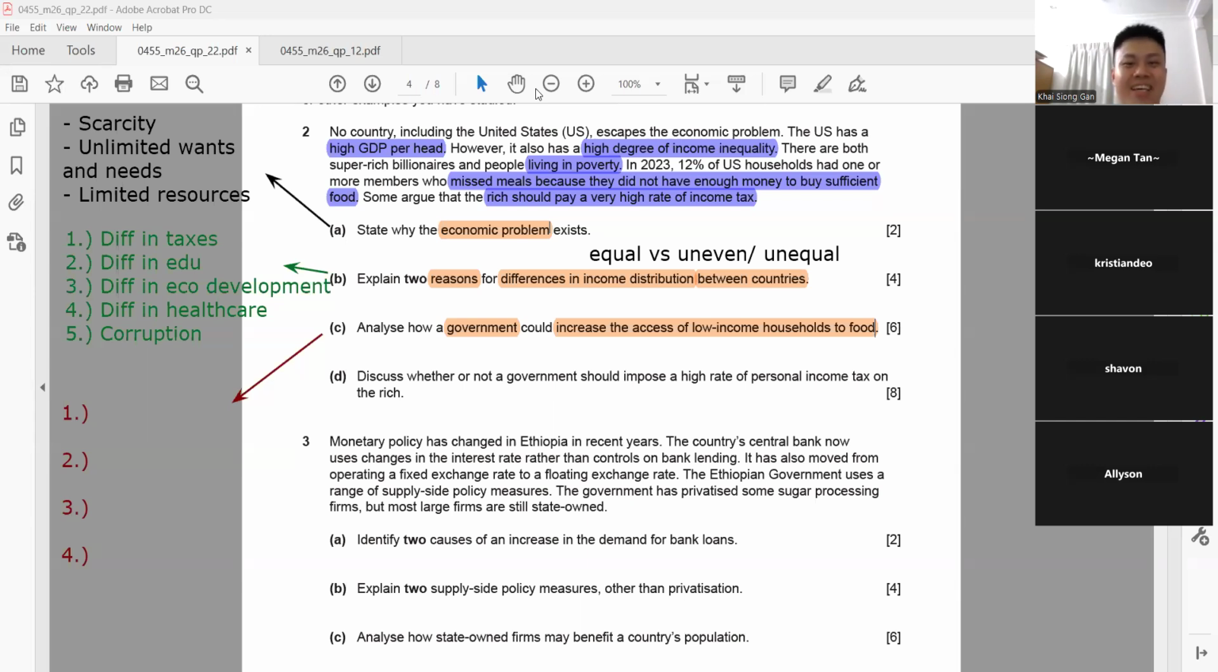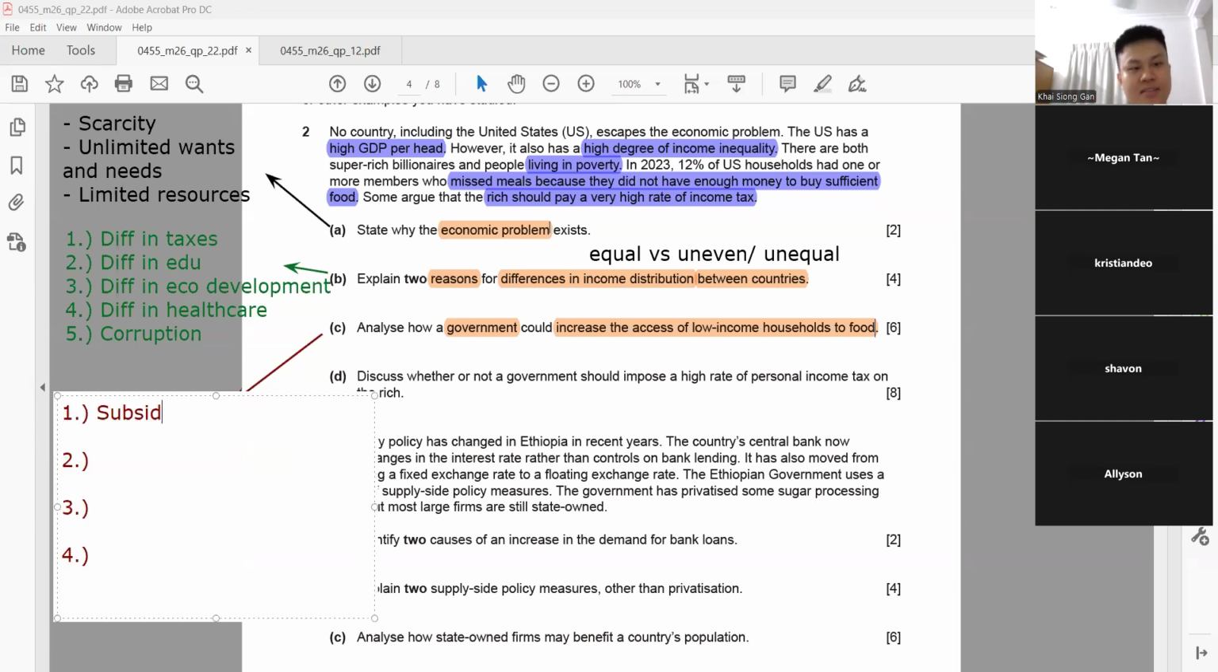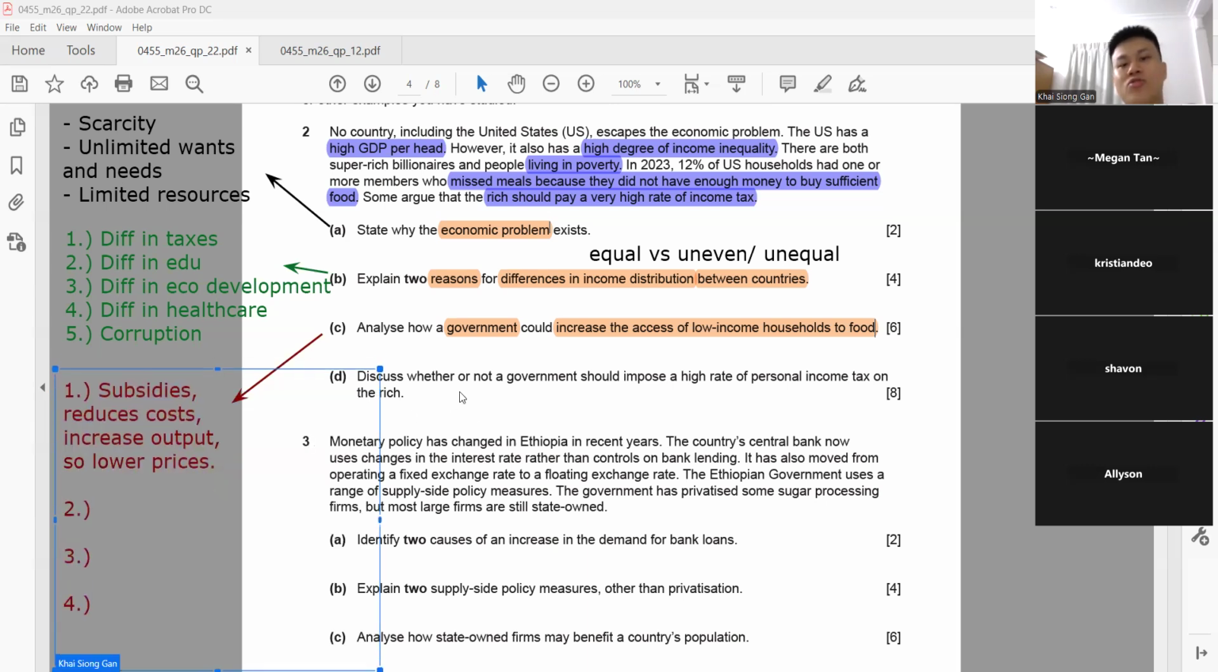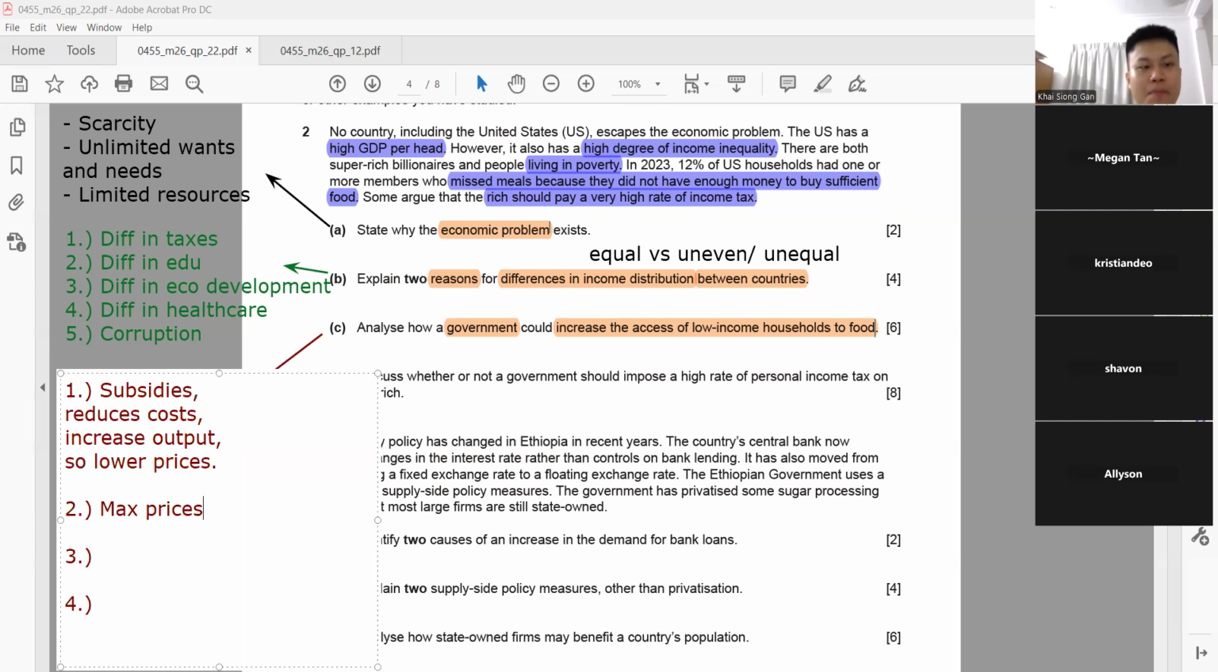Okay. Subsidy. Yes. Okay. How do you explain that, Ken? So you can talk about subsidies, okay, reduce costs and increase output. So lower prices for the poor. 4 marks already, though. Like this, you get 3 to 4 marks already. Okay, good. Maximum price. Ken. Maximum price to make it affordable for the poor to access food.